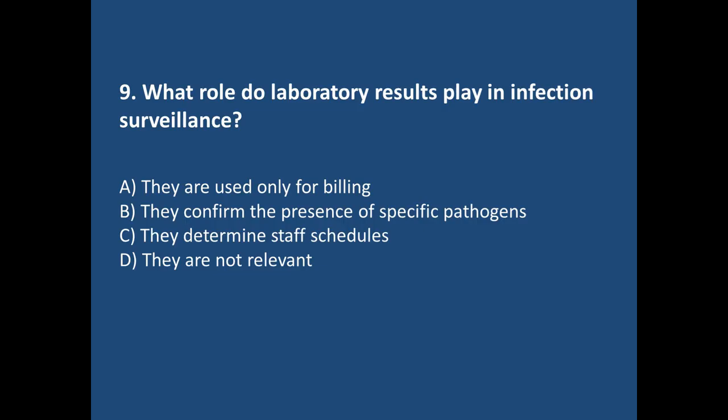Question number 9. What role do laboratory results play in infection surveillance? A. They are used only for billing. B. They confirm the presence of specific pathogens. C. They determine staff schedules. And D. They are not relevant.